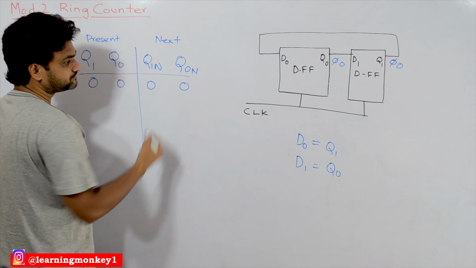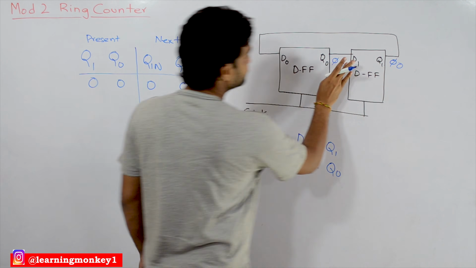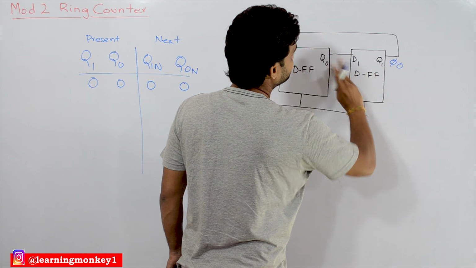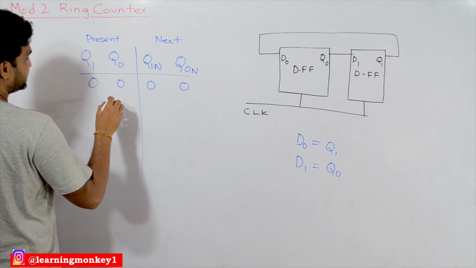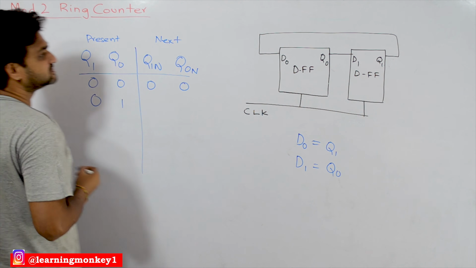Okay. Now if the present state at Q0 and Q1 are 1, 0.